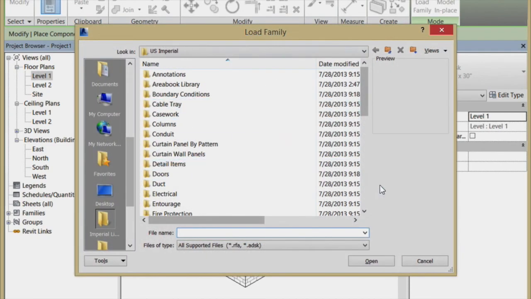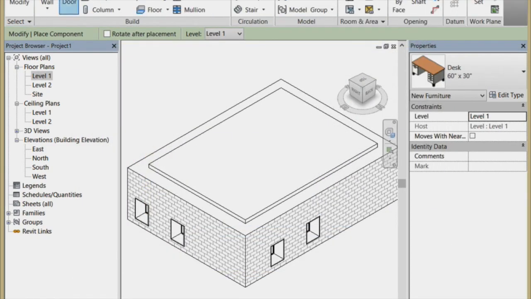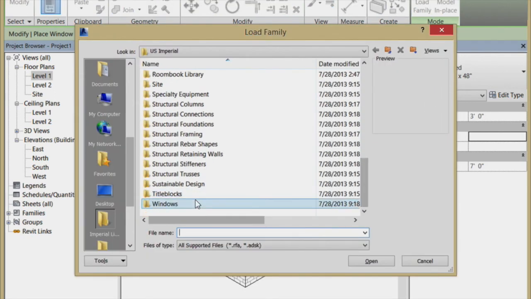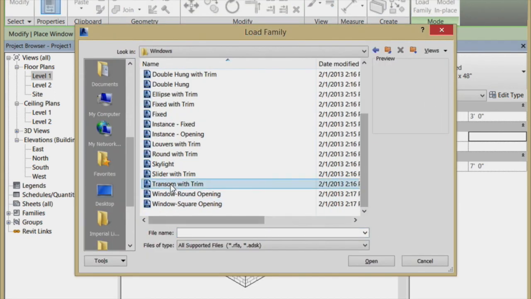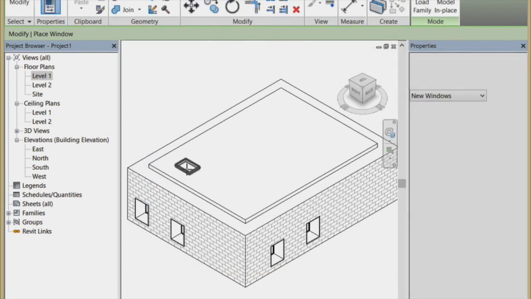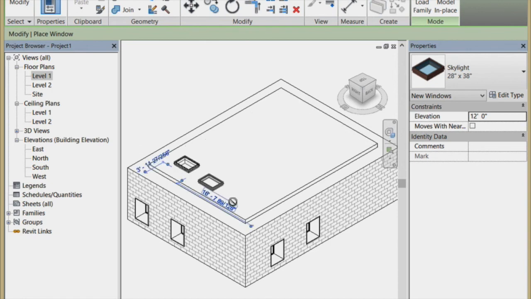Nope, it wants to be a window. This program exists largely just to kind of vex me. Let's see what's going on. Right there. Okay, now you finally did. It wants to load as a window. We'll put some skylights in there.